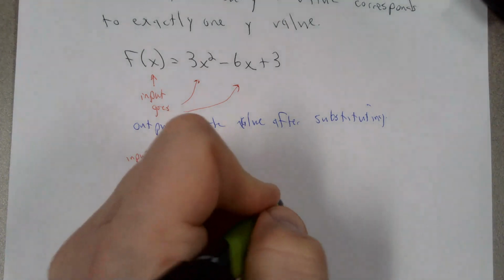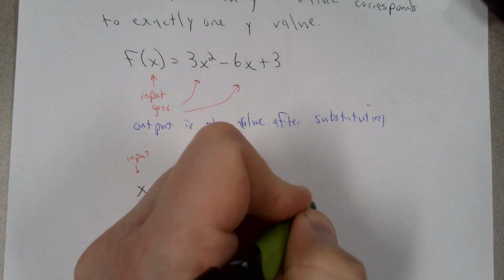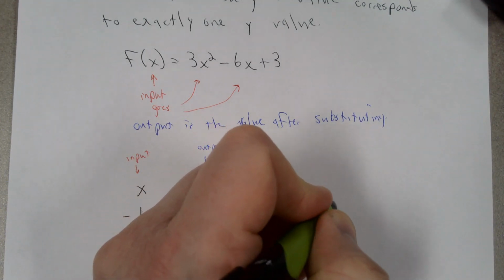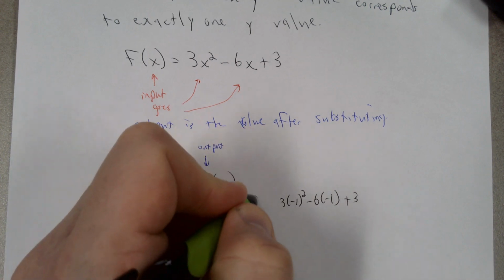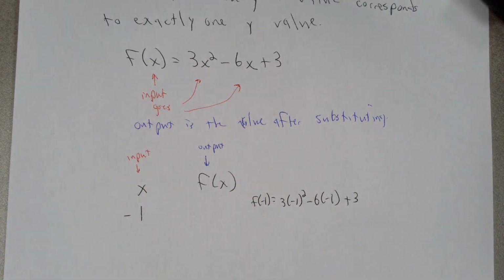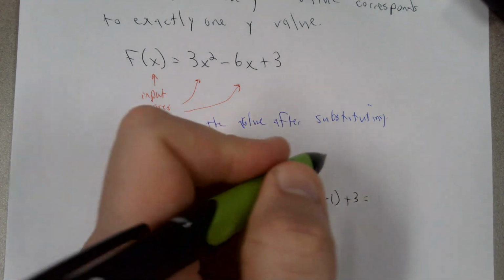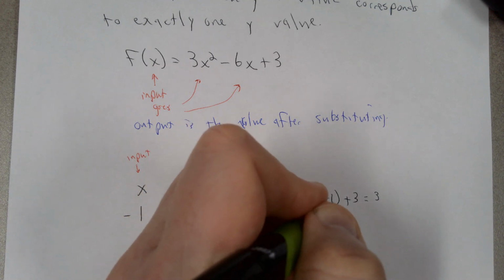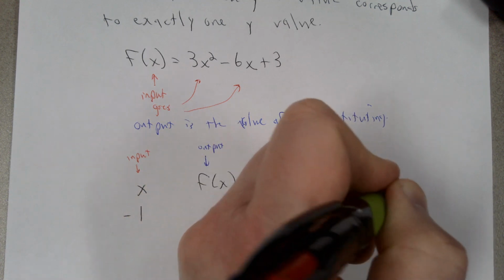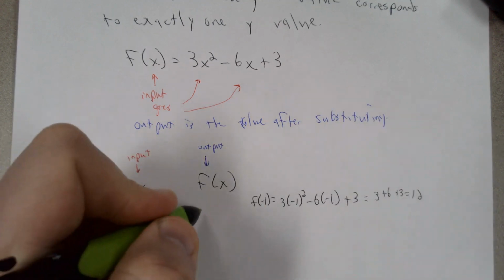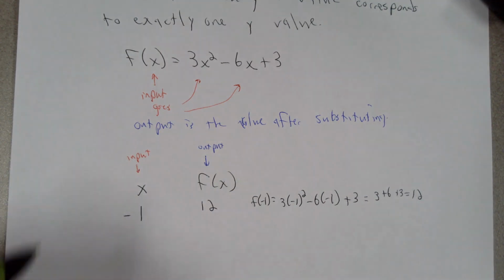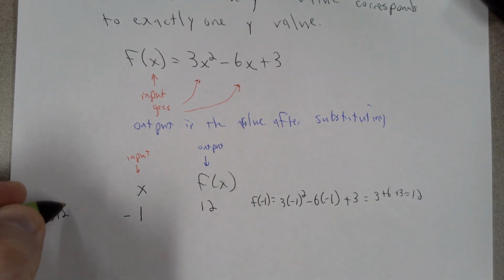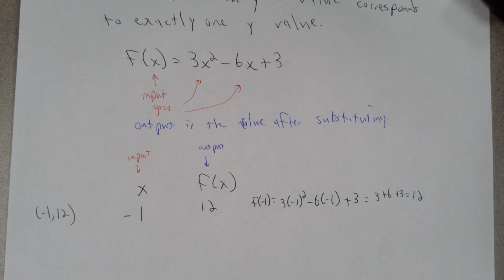So I would take 3 times -1 squared minus 6 times -1 plus 3, because that's f of -1. This is going to be -1 squared is 1, so 3 times 1 is 3, minus 6 times -1 is plus 6, and then plus 3. This is going to be 12. So that gives me the ordered pair -1, 12 is a part of the graph of this function.